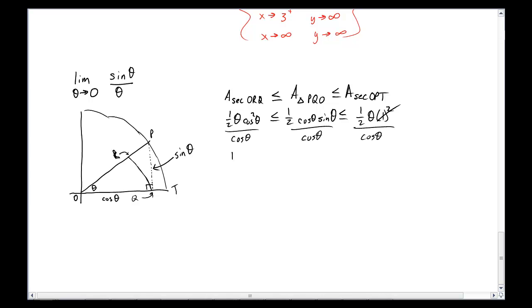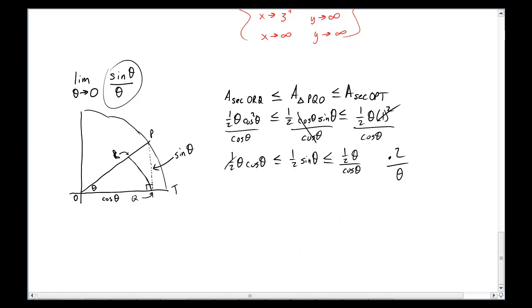So what I'm going to end up with is 1/2 theta cosine of theta is less than or equal to 1/2 sine theta, which is less than or equal to 1/2 theta over cosine of theta. Now, what shall I do? I got an idea. Let's multiply by 2 and divide by theta. Why would you do that? I have no idea. But it is going to make this middle section look exactly like this right here, sine of theta over theta.